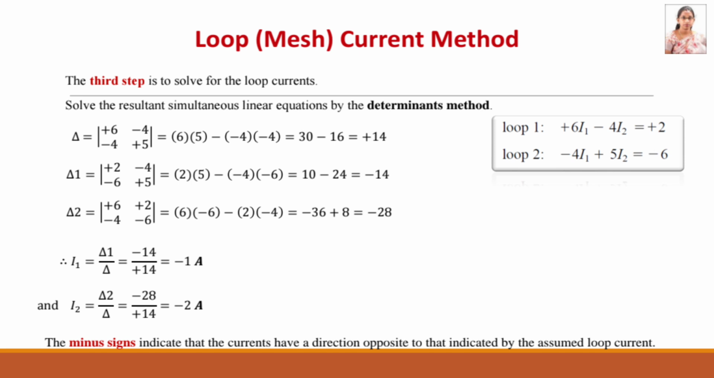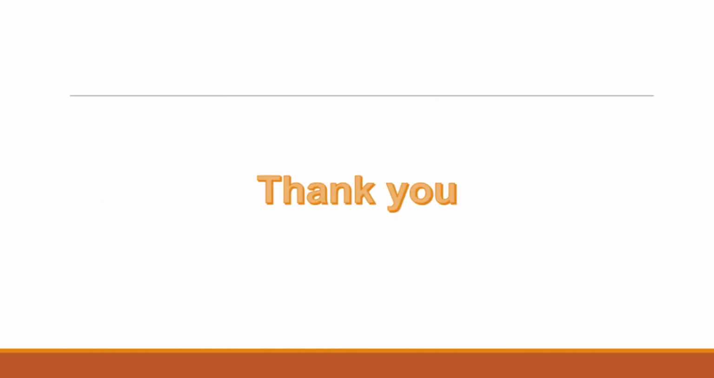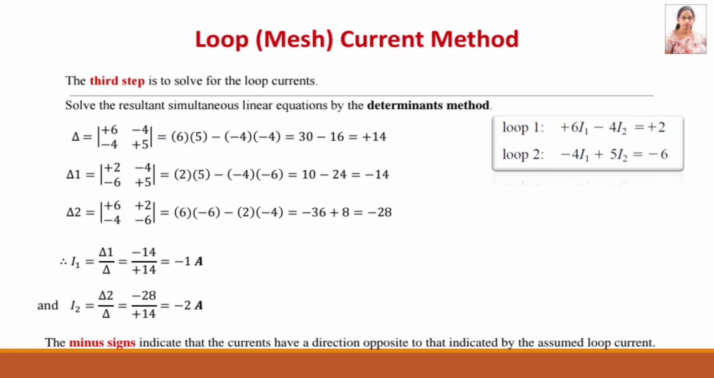That is, we have assumed some direction of current for I1 and I2, but the current is in the opposite direction to what we assumed. So finally we have calculated the values of I1 and I2. Similarly, this method can also be used to calculate the voltages.